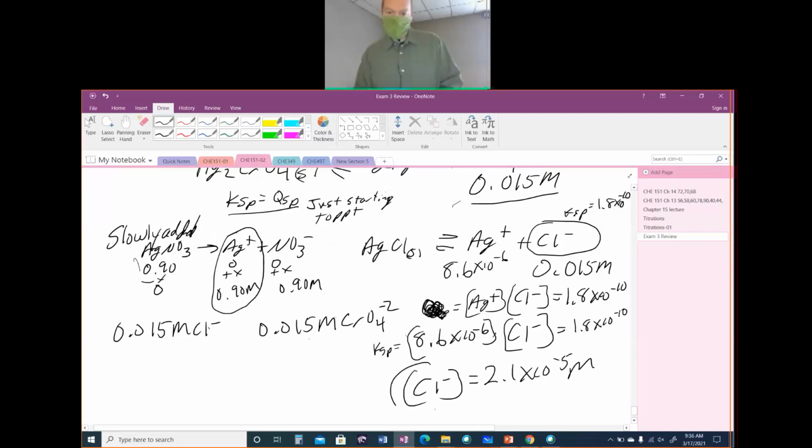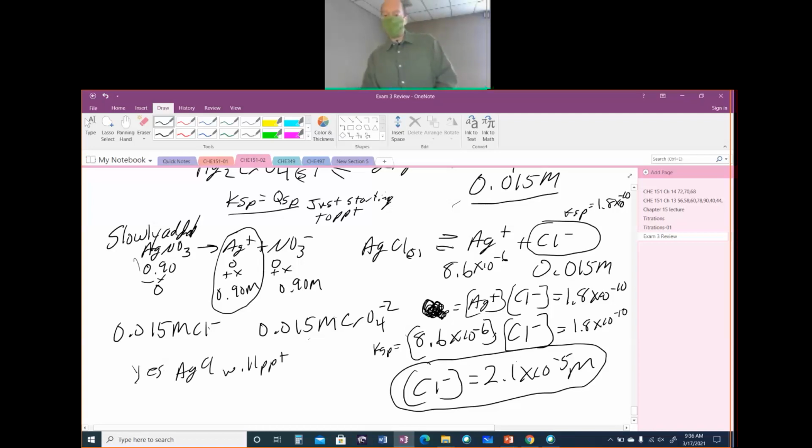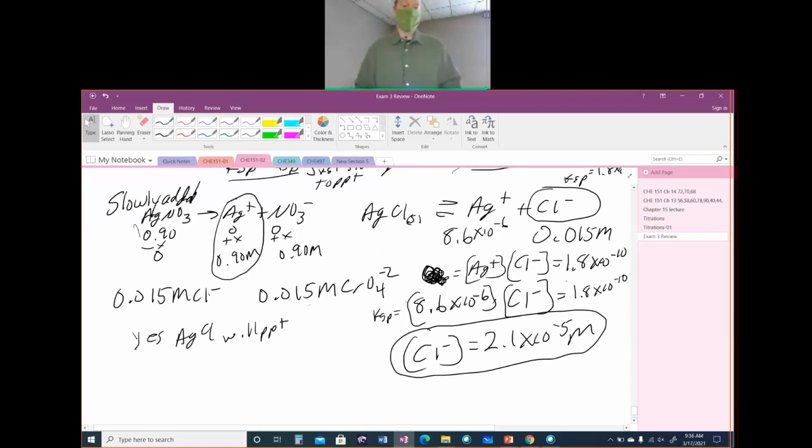Which also answers the question that I keep asking, does this precipitate your silver chloride? And the answer is yes, AgCl will precipitate. We know that because if the answer was no precipitate, then our concentration of Cl minus would be the same, 0.015 molar. All right, but we can answer this question as well.